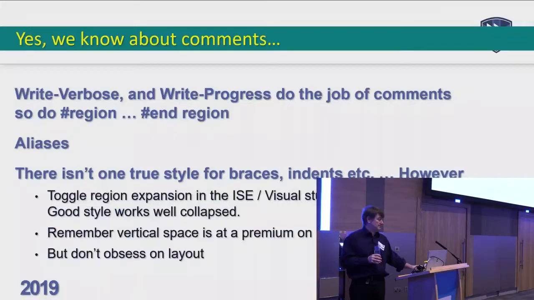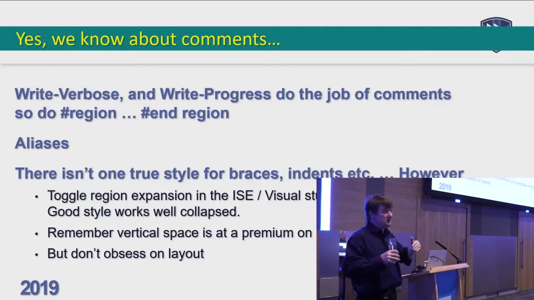So, how to make your code nice to work on? When you write verbose, or you write progress, you're telling the user something that's optional, but it's a great signpost for someone who's reading down your code, because it says, ah, this is the bit that does the so-and-so, because it's telling the user. Blocks like region, hash region and end region do the same thing. You don't necessarily have to write comments per se. Some of these things are great signposts, and I sometimes call them pseudo comments.